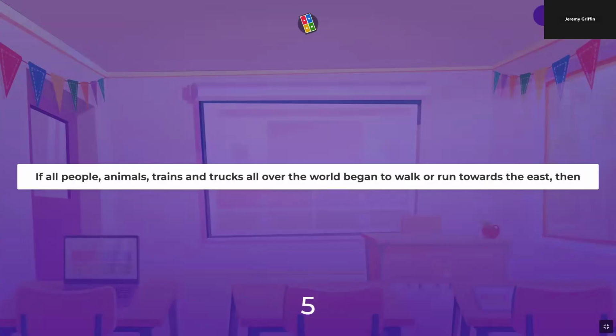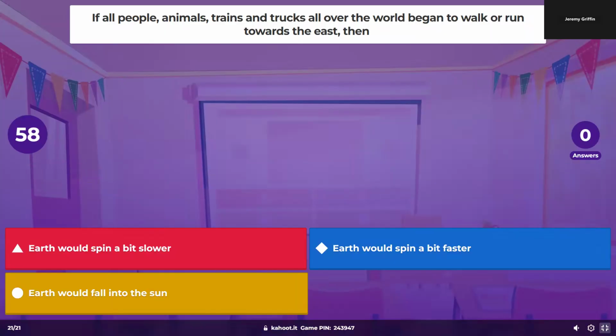If all people, animals, trains, and trucks all over the world begin to walk around towards the east, you guys know the Earth is already spinning towards the east, right? So that's part of the answer. What if everybody on the surface started walking towards the east? The Earth would do what? You know, like the ground beneath everybody's feet.